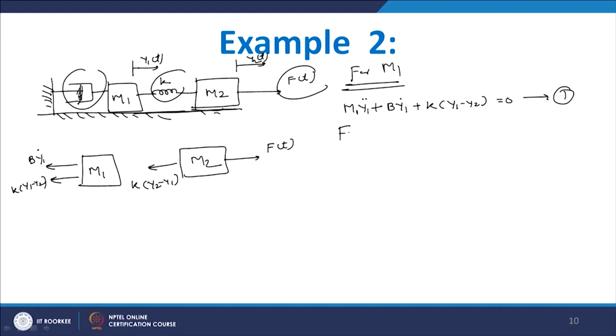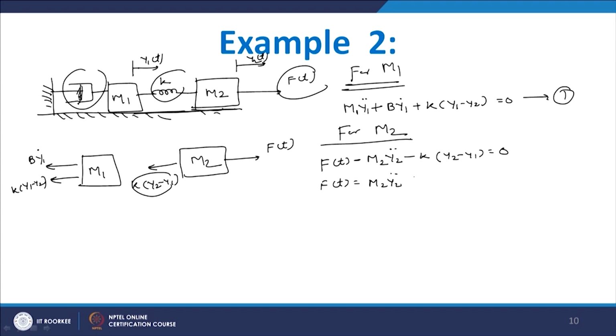Then for m2, the applied force is f of t, it has been opposed by its own mass, that is m2 y2 double dot, minus k times y2 minus y1 equal to 0, and finally this equation can be written as f of t equal to m2 y2 double dot plus k times y2 minus y1. This is equation number 2.